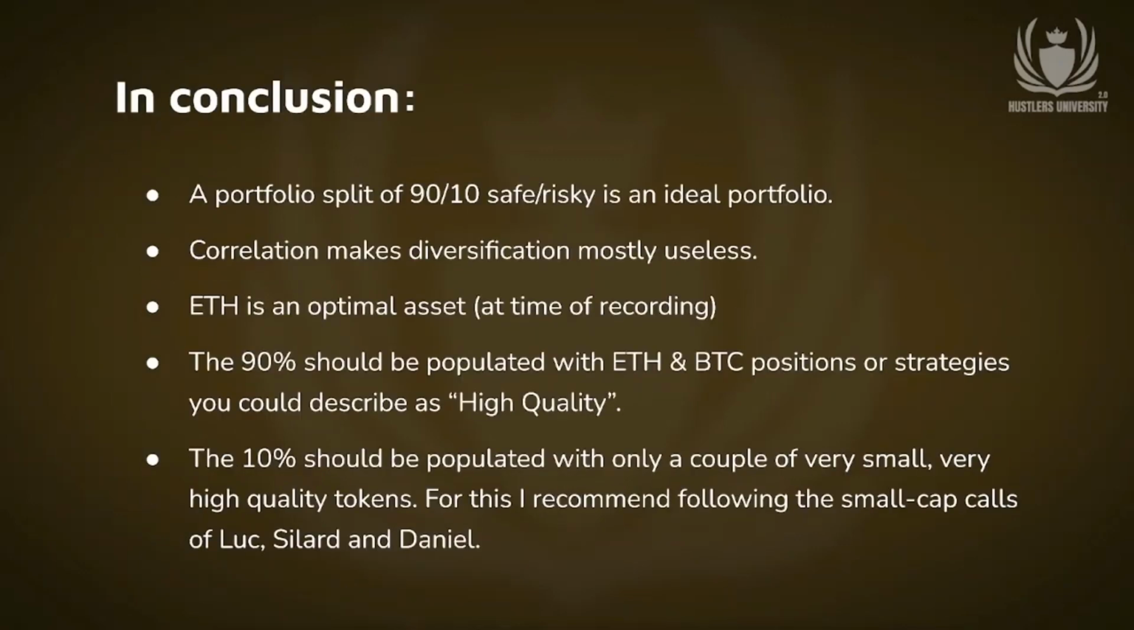So in conclusion, a portfolio split of 90-10 safe risky is an ideal portfolio. As we've covered in the barbell video, correlation makes diversification mostly useless. Ethereum is an optimal asset at the time of recording. The 90% should be populated with Ethereum and Bitcoin positions or strategies that you could describe as high quality. The 10% should be populated with only a few very small, very high quality tokens. For this, I recommend following small cap calls from Luke, Sillard, and Daniel.